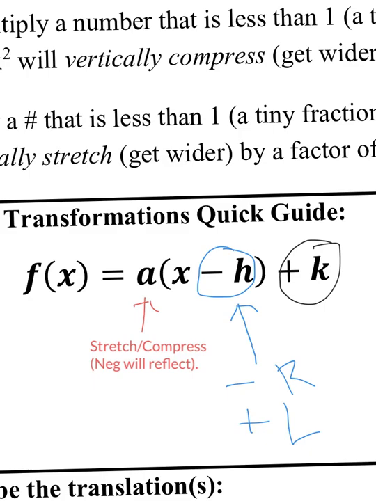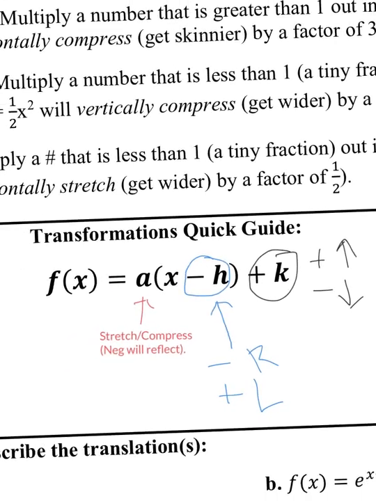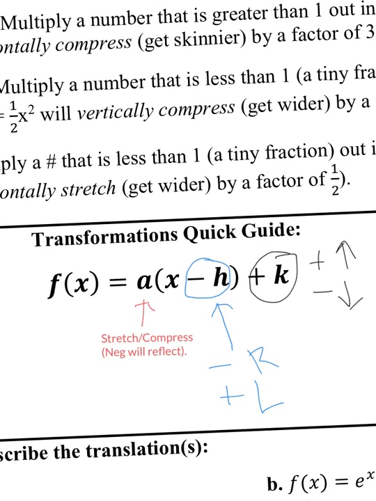Well, plus k will make it go up, and minus k will make it go down whatever unit, because that k is all the way on the outside. And so if you just kind of remember this, chances are you'll be okay. And you can always use the graphing calculator to verify things. But always compare back with the original parent function, though.